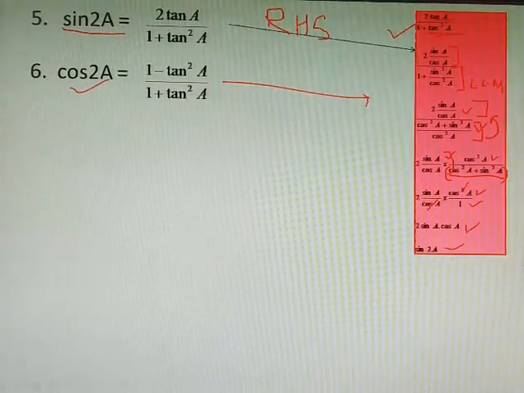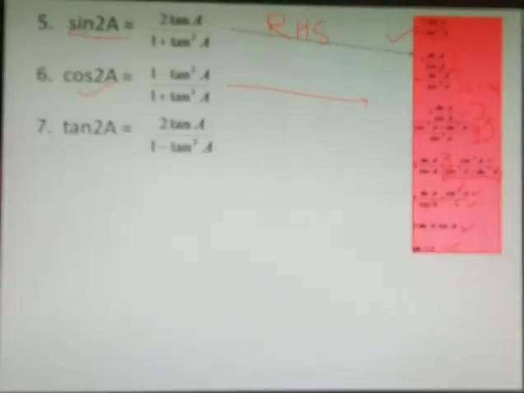Cos 2a is equals to 1 minus tan square a by 1 plus tan square a. And for formula number 7, we have tan 2a is equals to 2 tan a by 1 minus tan square a. And for this also, I won't be giving you a proof example, because it's a very simple derivation. Whenever you divide sin 2a by cos 2a, you can divide this right hand side by this right hand side, then you can easily get this formula. So you just try it at your home.